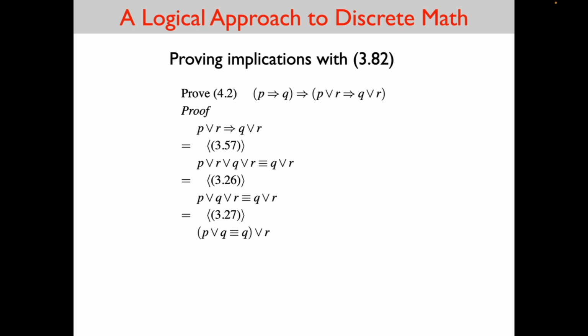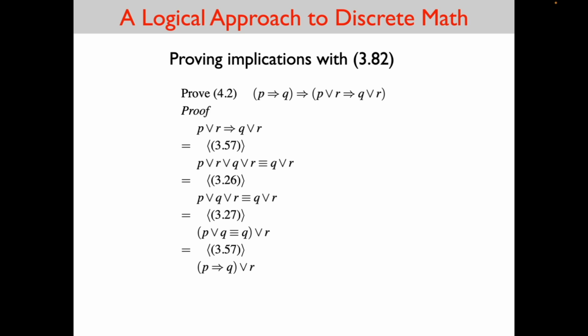But now look, now we have P or Q equals Q. Does that look familiar? Isn't that 3.57? So by 3.57, what is that the same thing as? That's the same thing as P implies Q. So here we have P implies Q or R. And now we get to the key concept of this proof style.